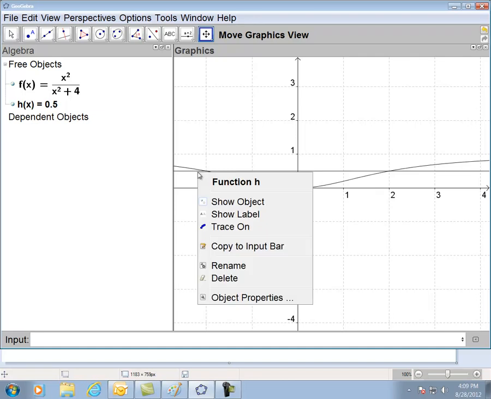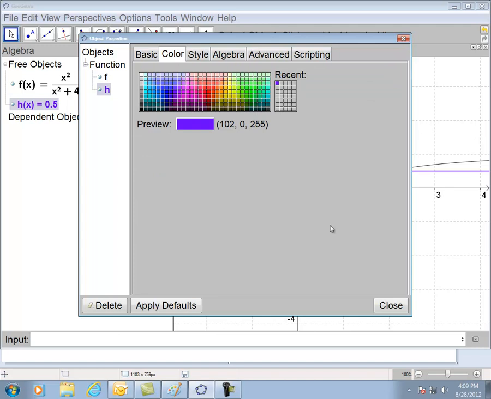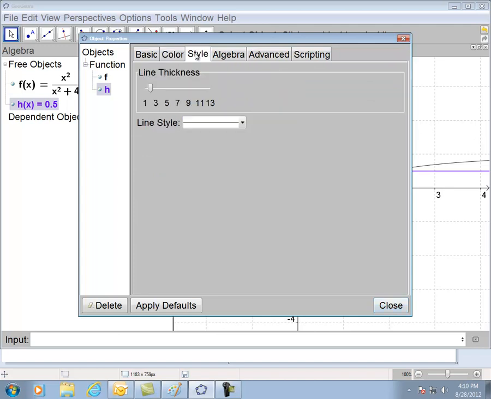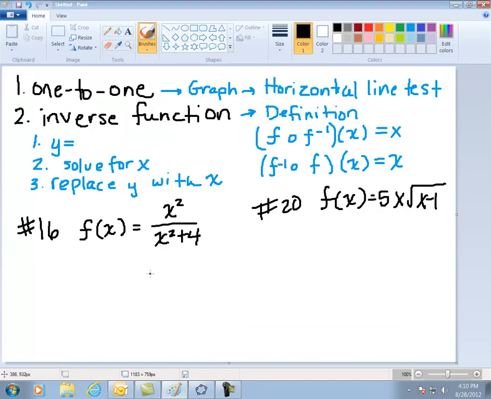Now just to exemplify the point, I'm going to go to Object Properties, change the color to blue just so we can see it, and make it a little bigger too. Notice the horizontal line test. I've drawn a horizontal line and it goes through my graph, the black line here, at more than one point. So I would conclude that the function x squared over x squared plus 4 is not one-to-one. What that means is that the inverse does not exist over the entire domain.